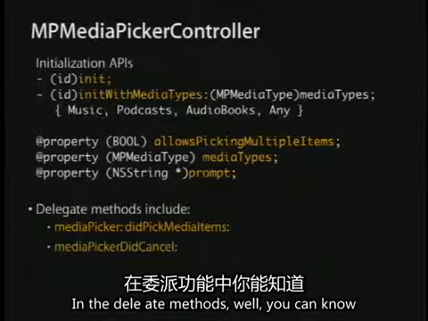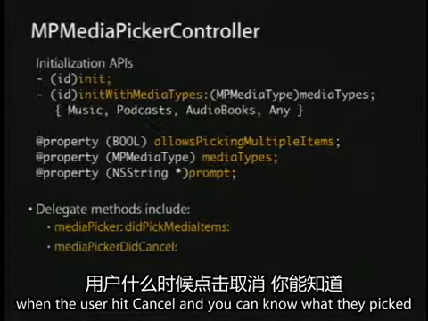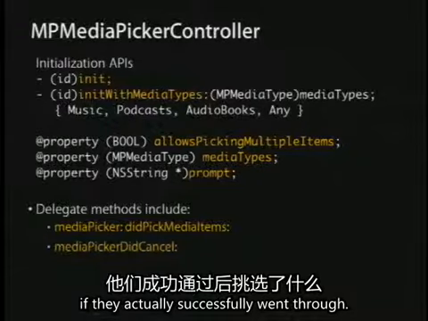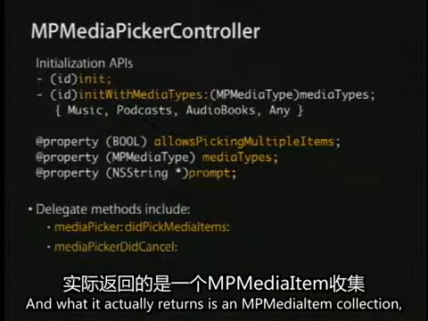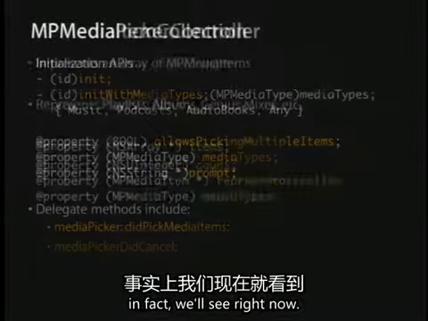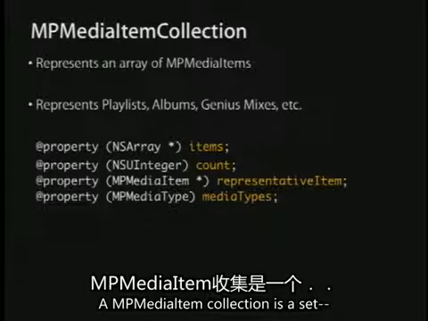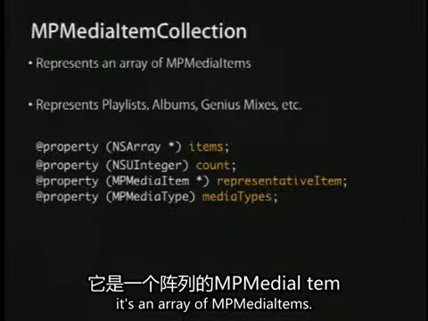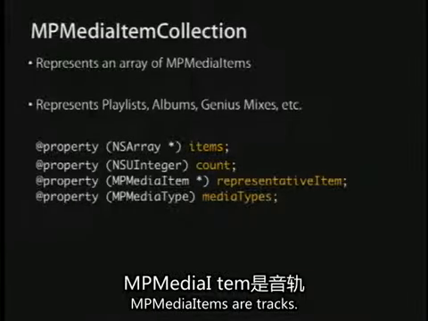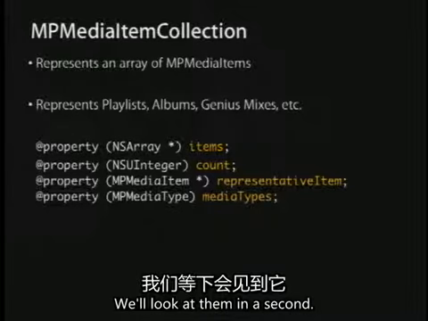And the delegate methods, well, you can know when the user hit cancel, and you can know what they picked if they actually successfully went through. And what it actually returns is an MPMediaItemCollection, which we'll see in a moment. In fact, we'll see right now. MPMediaItemCollection is an array of MPMediaItems. MPMediaItems are tracks, we'll look at that in a second.